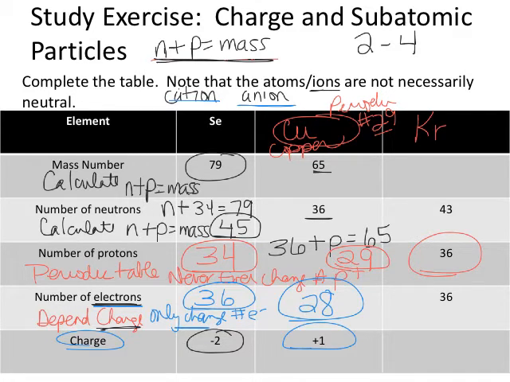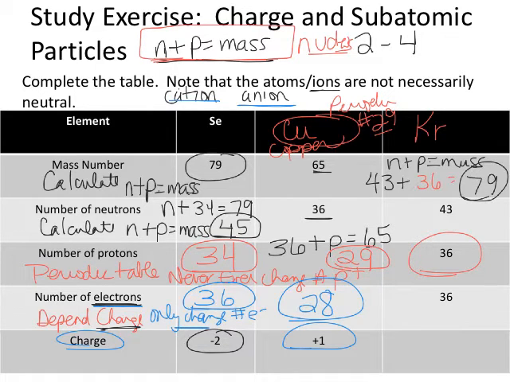And the mass number, we're going to have to use our awesome formula here for the nucleus. This is in the nucleus. The neutrons plus protons equals mass. So we got 43 neutrons plus 36 protons equals 79. So the mass number is 79.